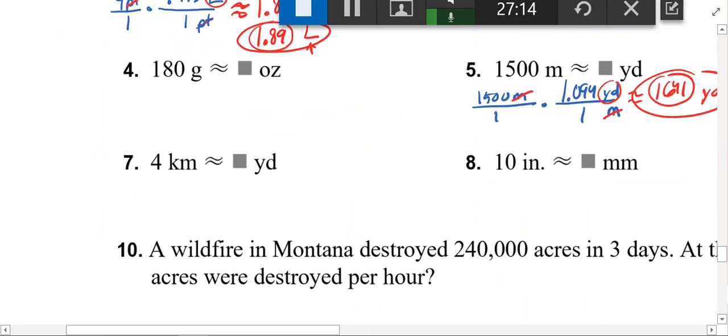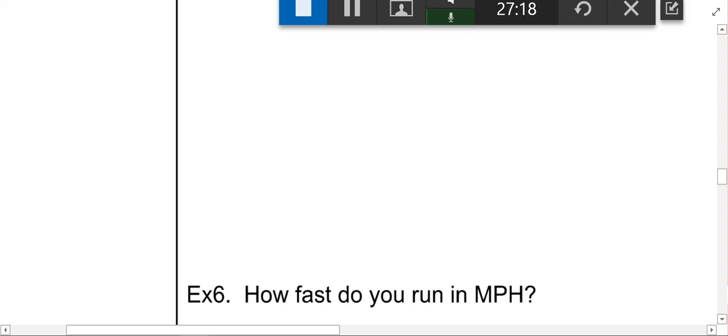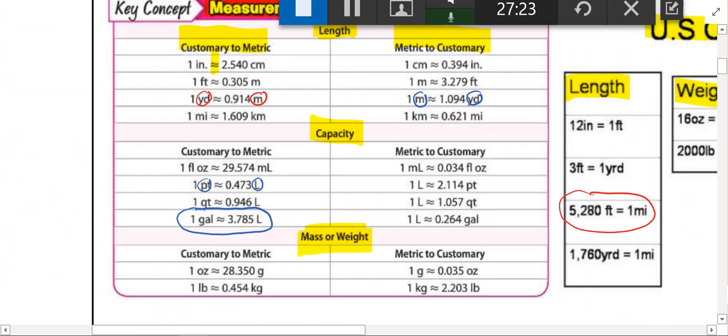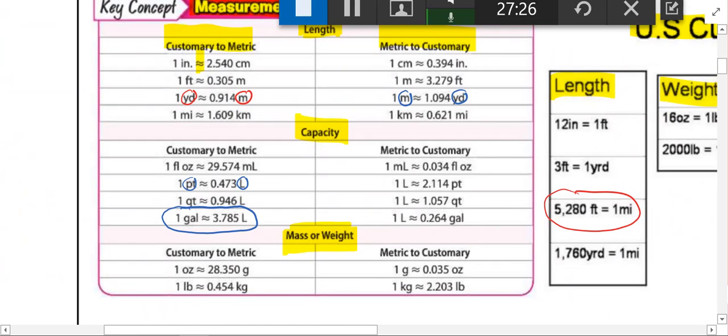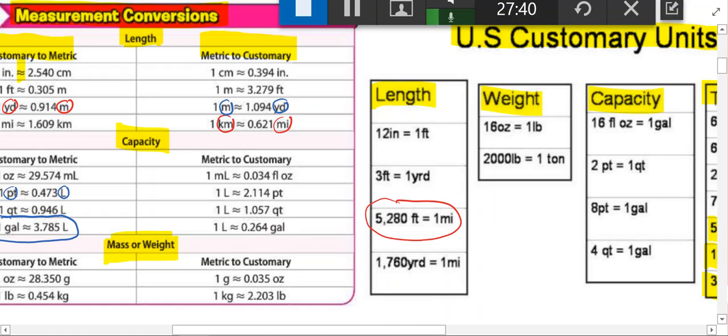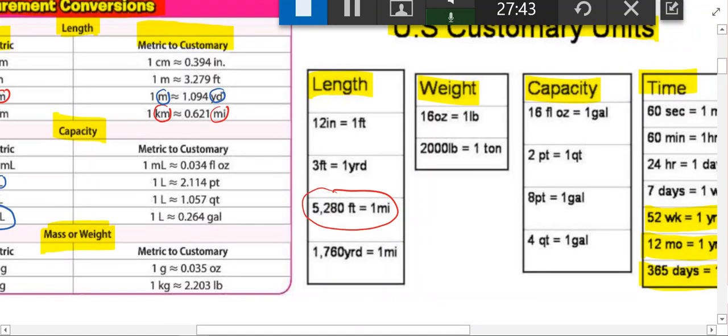All right, number 7. Kilometers to yards. Let's go check to see if we have a kilometers to yards. That's metric to customary. Kilometers. We don't. We have kilometers to miles. So we can change kilometers into miles, and then we can come over here and do miles into yards because we have miles and yards right here. So we're going to have to do 2 steps on this one.